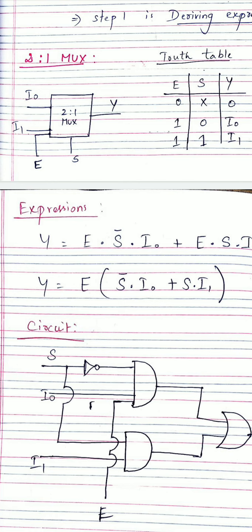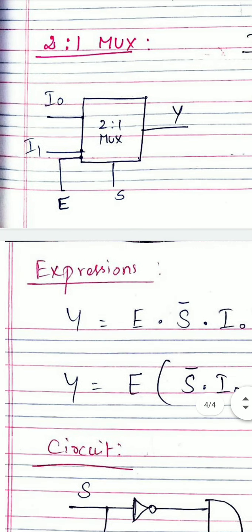Here the input is 2. 2 is equal to 2 to the power 1. So how many selector lines are required? Only 1 selector line is required. Okay. Here in this diagram, I have added one more variable E. So here E is the enable input.